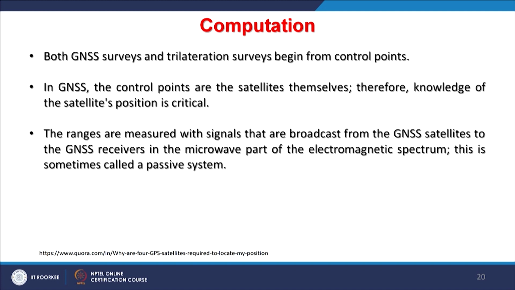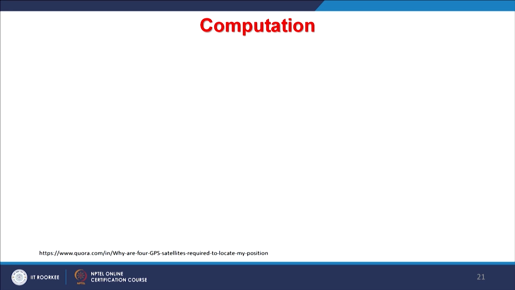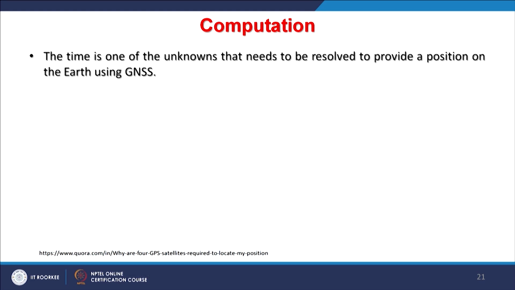satellites, and then what the receiver receives is in the microwave part of the EM spectrum. It is sometimes also called a passive system, because the receiver is not transmitting anything towards the satellite. They are only capable of receiving signals. That is why it is called a passive system. GNSS is passive in the sense that only the satellite transmits signals, as mentioned, and the user simply receives them and uses them to estimate the position.